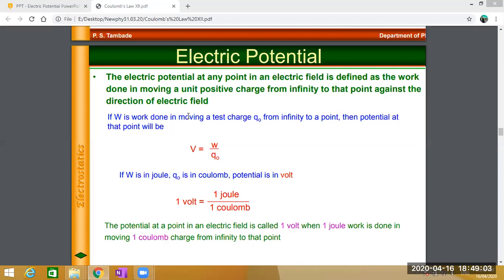Potential is a scalar quantity because Q naught is a point charge or test charge, and W is work, so both of them are scalar quantities, so potential itself is a scalar quantity. Now electric potential can be negative or positive depending on the sign of the source charge.